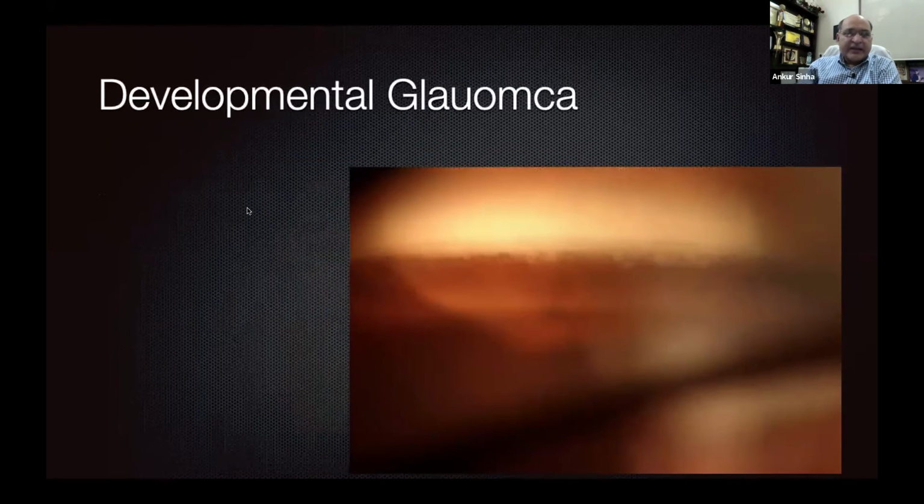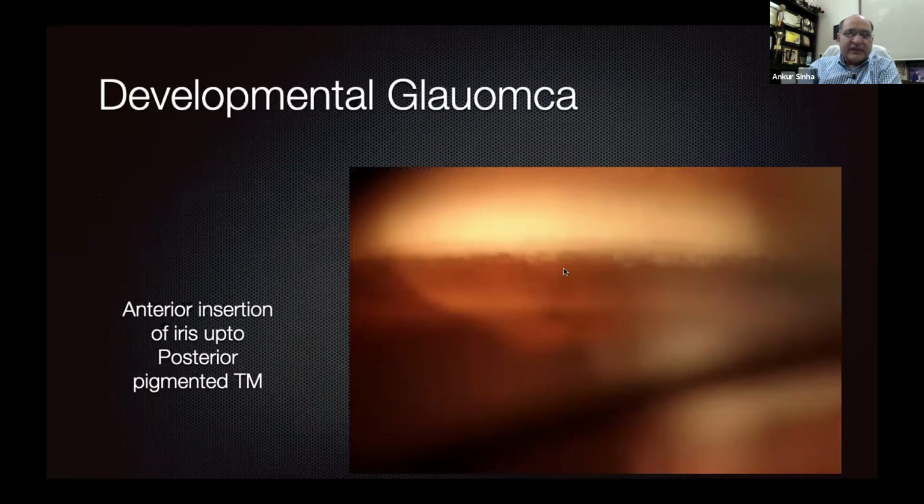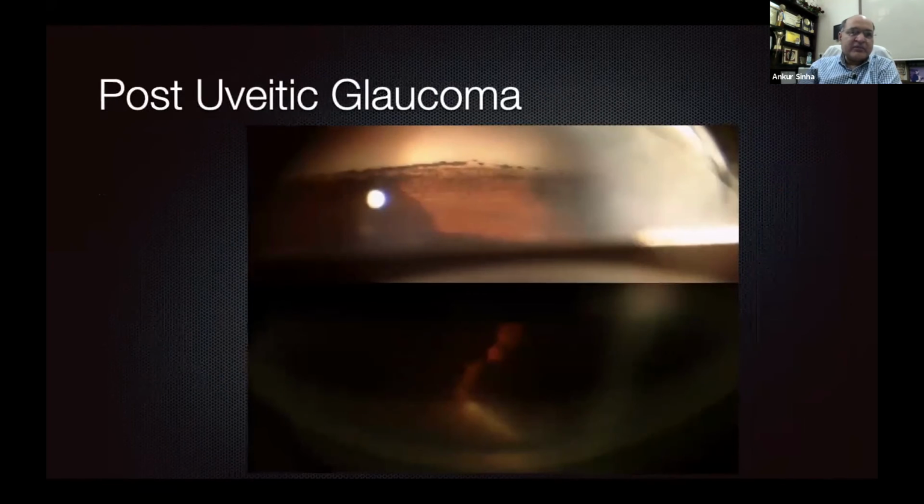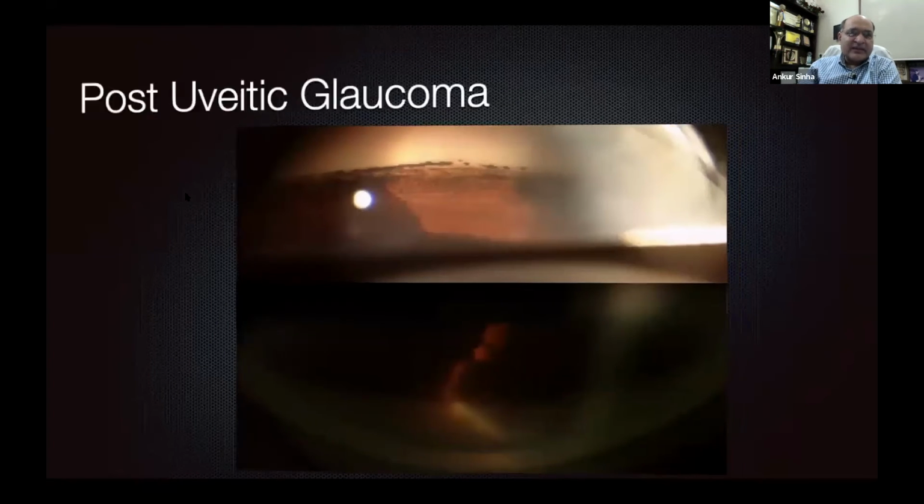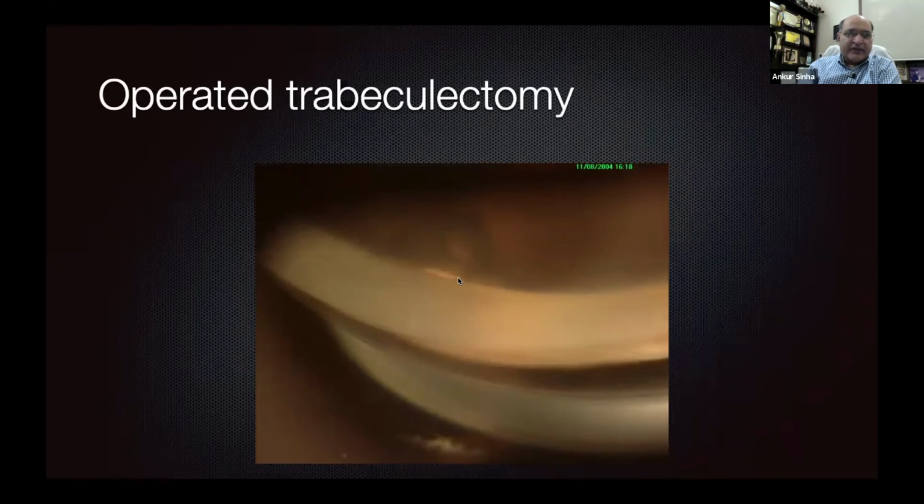A case of developmental glaucoma where we can see iris insertion, especially in this part where the iris is inserted onto the posterior pigmented trabecular meshwork. A case of post-uveitic glaucoma where we can see this blotchy pigmented trabecular meshwork, and even blotchy pigmentation extending anterior to Schwalbe's line.